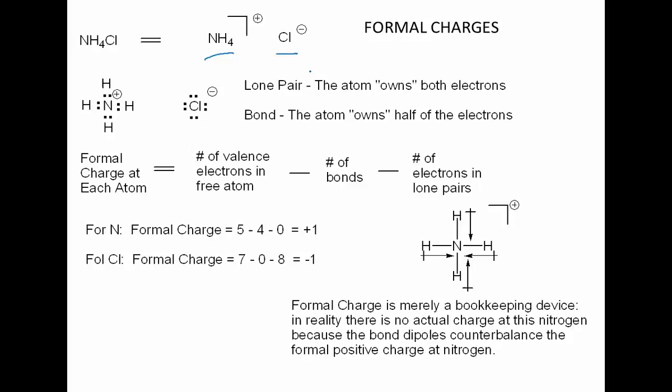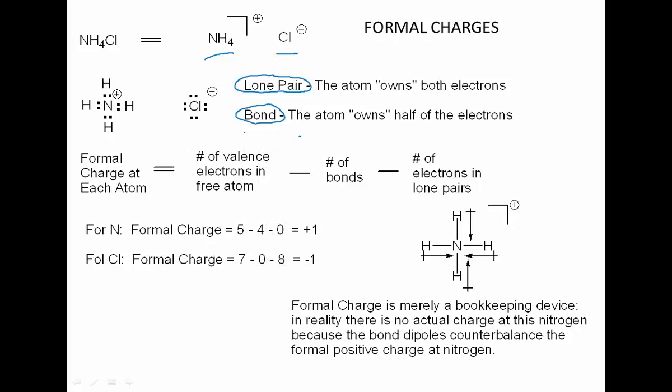When we do the Lewis structures, one of the things you probably realized is that when we have a lone pair, the atom that it's attached to owns both of the electrons. However, when we have a bond, these electrons are shared between two atoms, so we can say that the atom that we're looking at owns half of the electrons in that bond.